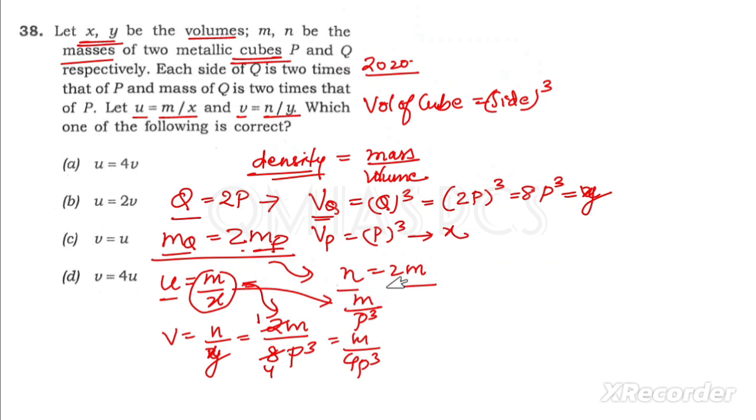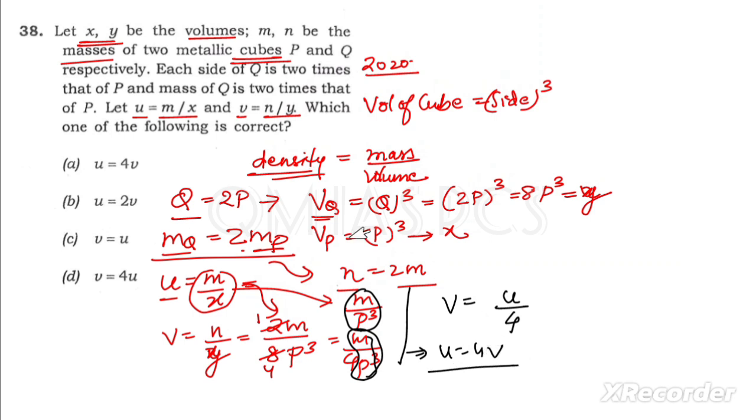Now you can see, here is m by 4, m by P cube, and here is m by P cube. So can you replace this m by P cube by u? We can write v is equal to u by 4. This is your first method. So here we can say u is equal to 4v. This one is your answer.